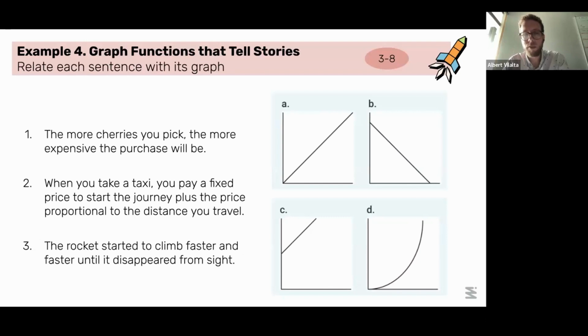shorter cases, right? For instance, number 1, the more cherries you pick, the more expensive the purchase will be. What is that? A, B, C, or D? Number 2, when you take a taxi, you pay a fixed price to start the journey, plus a price proportional to the distance you travel. Which one is that, right? And number 3, the rocket started to climb faster and faster until it disappeared from sight.